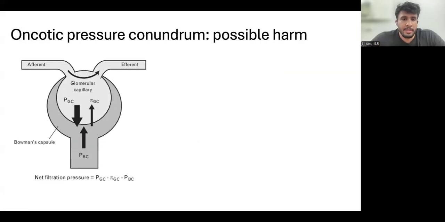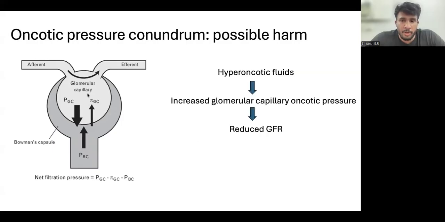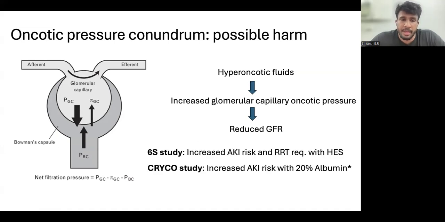It can also cause possible harm, in the sense that if you give a sudden increase of a very high osmolar fluid, it can actually increase your glomerular capillary oncotic pressure. When you increase the glomerular capillary oncotic pressure, it opposes your GFR, that is, glomerular filtration, and that reduces GFR and can cause a worsening of acute kidney injury.